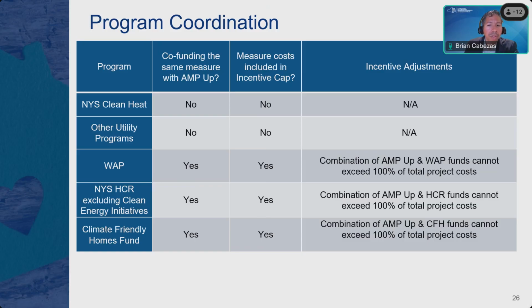With that said, under no circumstances can the combination of our AMP Up incentives and any of those associated program funds exceed 100% of the total project costs. So really, we will review that and confirm that we are maintaining under 100% of those total project costs covered by the combination of incentives.